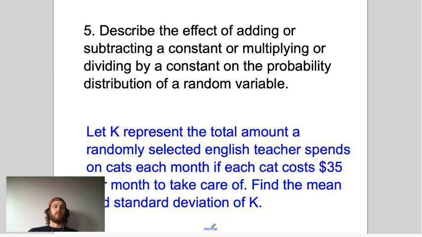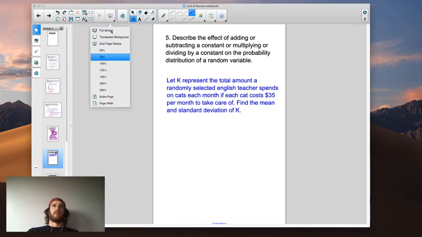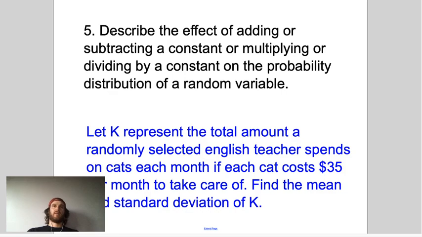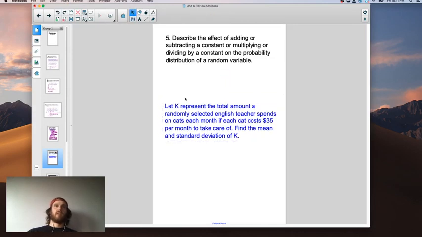Okay, in blue, switching colors. Describe the effect of adding or subtracting a constant or multiplying or dividing by a constant on the probability distribution of a random variable. All right, before we start this whole thing, one thing you need to remember, if you look back at when we talked about transforming a distribution, adding and subtracting a number or a constant to a random variable, like we give every English teacher in the Fairbanks North Star Borough School District 2 cats. Well, you're adding a constant to everybody. How does that affect our distribution?